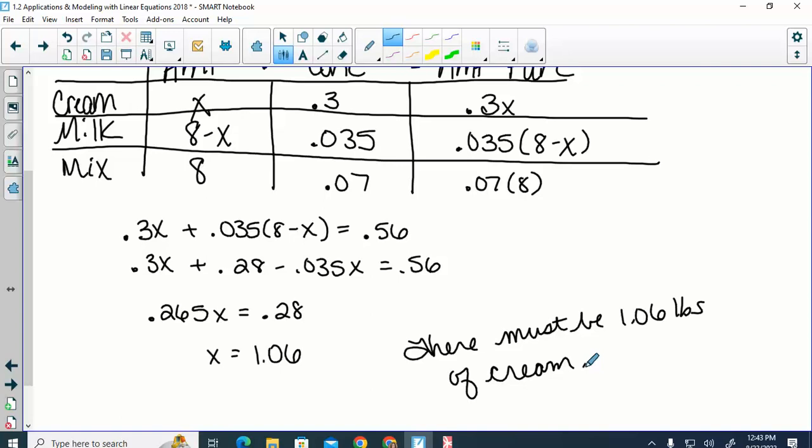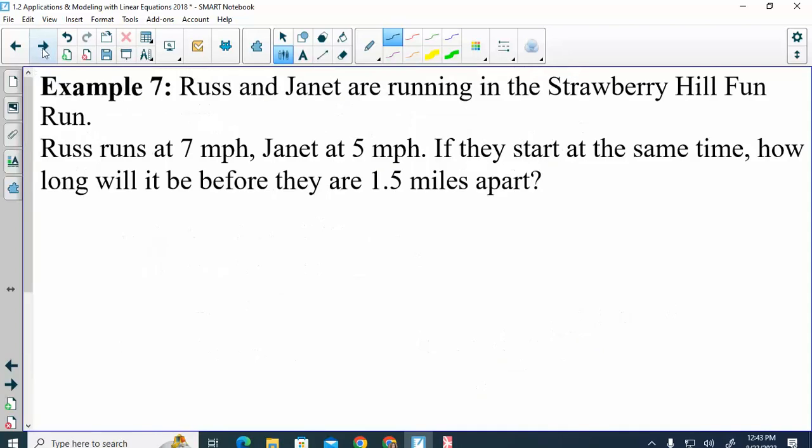The final type of word problem that we're looking at right now is motion problems. I like to do these very similar to the mixture because there are several things going on in most of these scenarios, so making a table to organize the information is really very helpful.